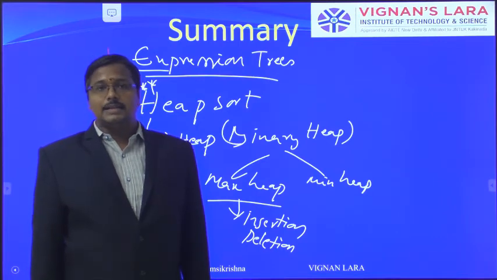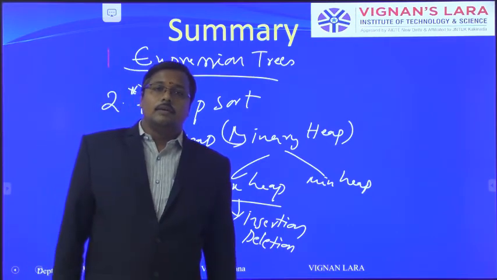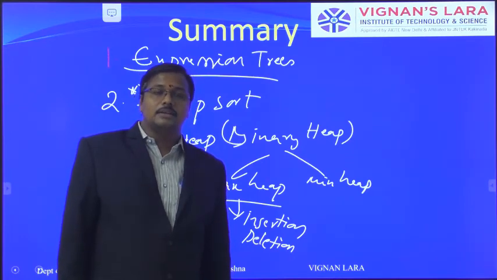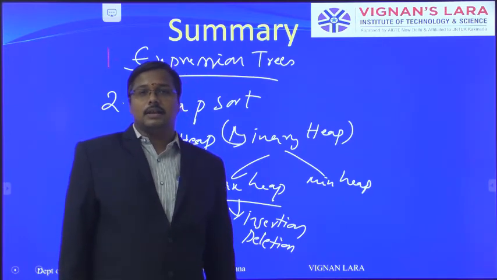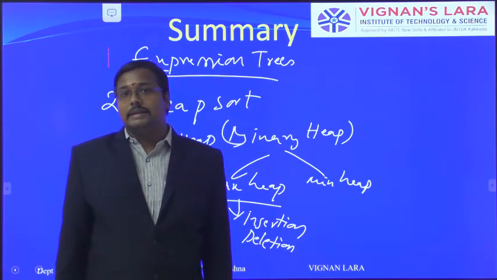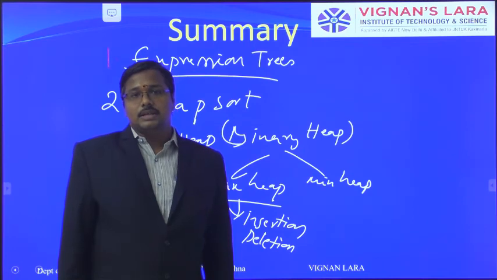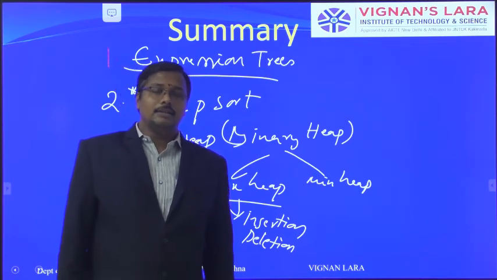In the next class we will discuss the balanced binary search tree. Under the balanced binary search tree, AVL trees are there, red black trees, B trees, and splay trees are there. In your syllabus, the AVL tree concept is there. We will discuss AVL trees.